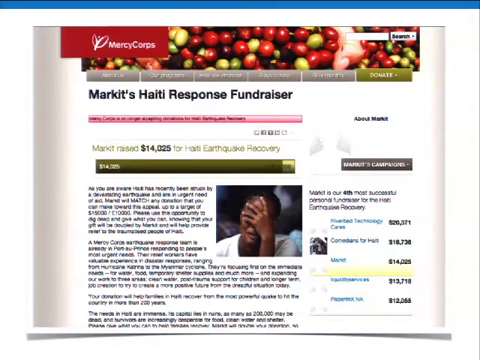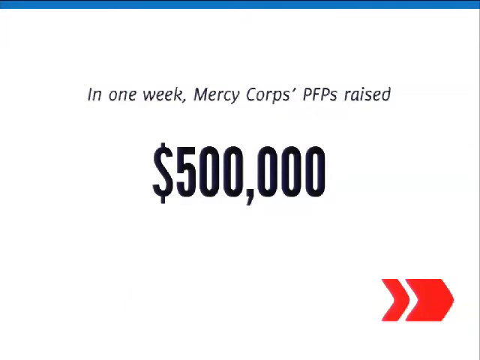So the results of this: in one week, $500,000 was raised through these personal fundraising pages for the victims. These were all nodes that donors sent to their friends. All in all, Mercy Corps raised $4 million US dollars for Haiti relief. So really successful campaign, something that I think could be leveraged for a lot of different organizations.